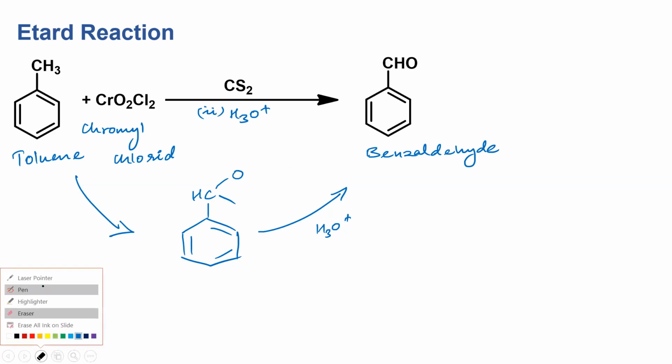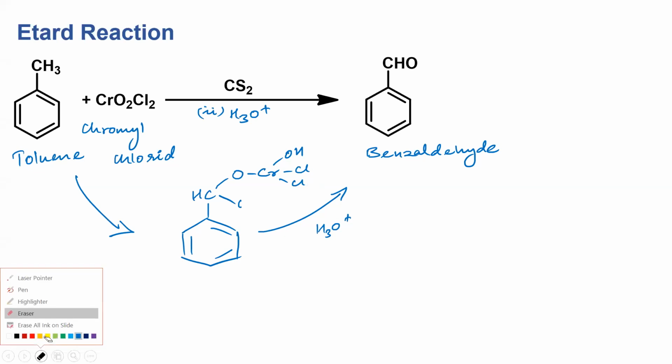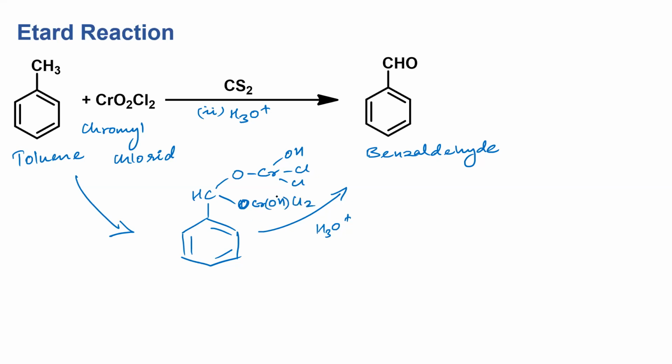Let me write it like this. O, which is bonded to Cr, and this has an OH, and there are two Cl attached to it. Okay, so we write this as O. Oops, I've written two Cl2s only. So this will be Cl and Cl. Right. So here we have O, Cr, and then we have OH, Cl2. This chromium has a bond with oxygen, and these OH and Cl2 also. Then on further hydrolysis, you will get benzaldehyde.